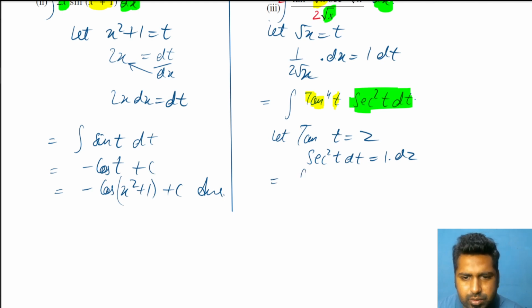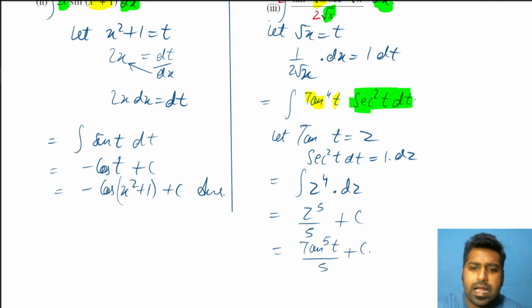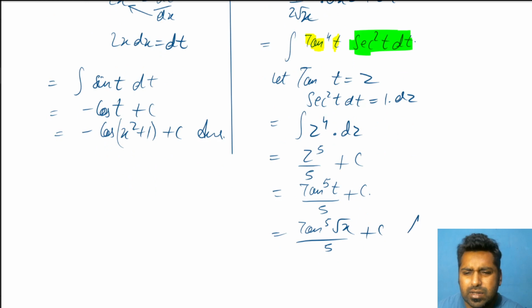So what is this integration looking like? Z raised to power 4 dz, and now it becomes simple. What is the integration of z raised to power 4? Increase the power, z raised to power 5 by 5 plus c, but the question started with x. So first of all, put z as tan t. So tan raised to power 5 t upon 5 plus c, and your t was actually root x. So tan raised to power 5 root x upon 5 plus c.